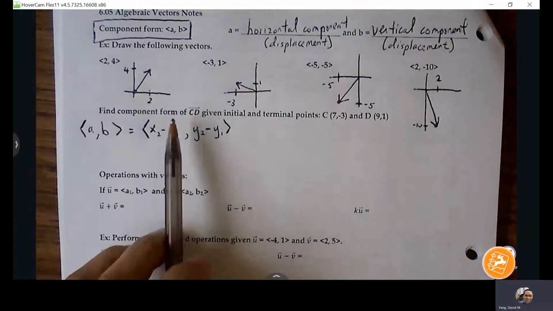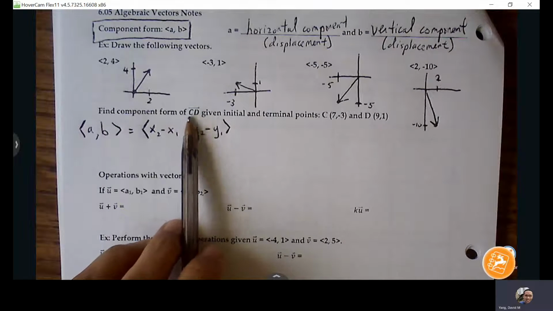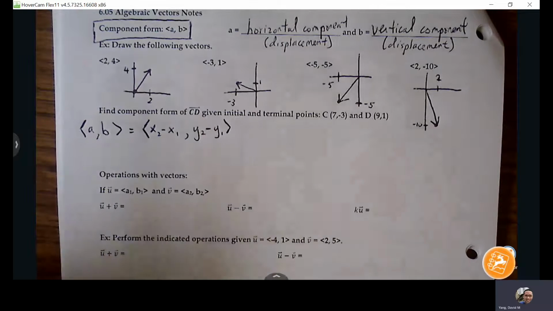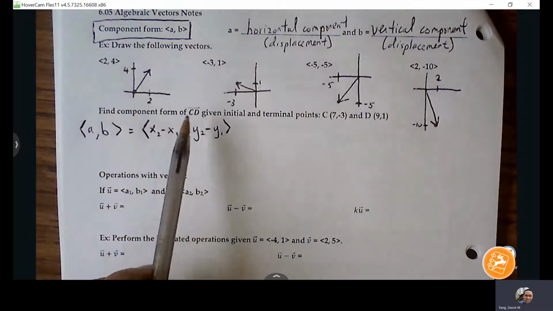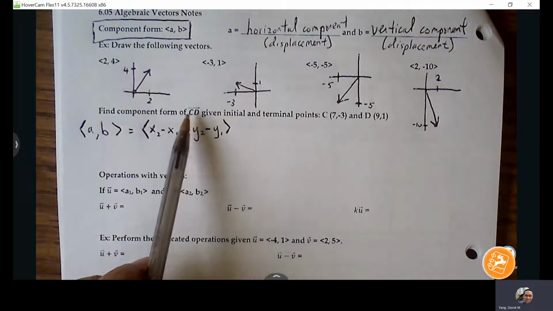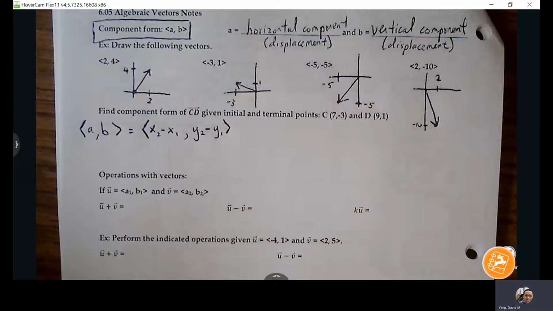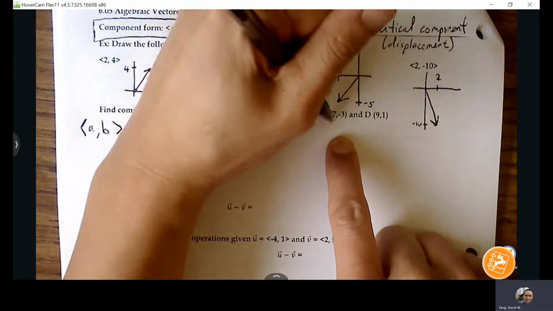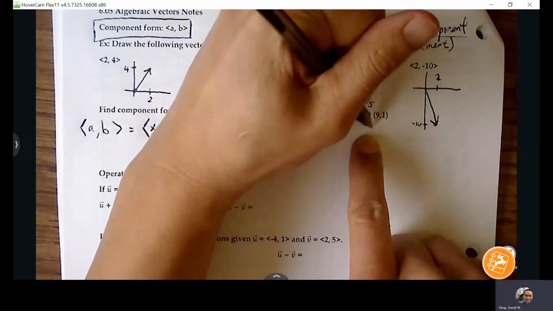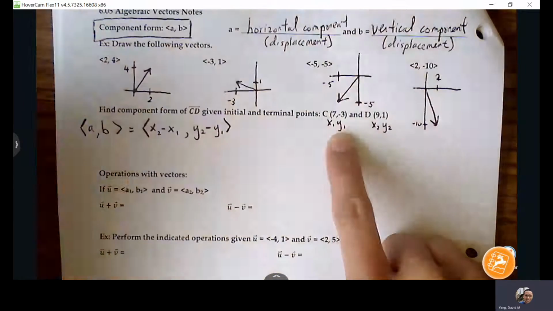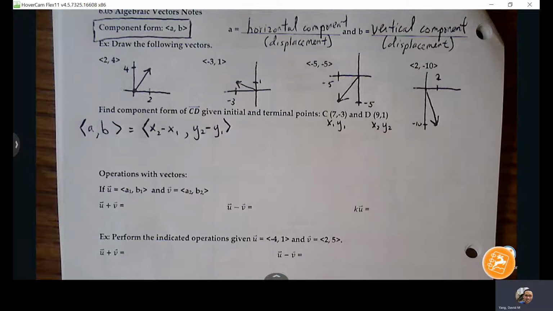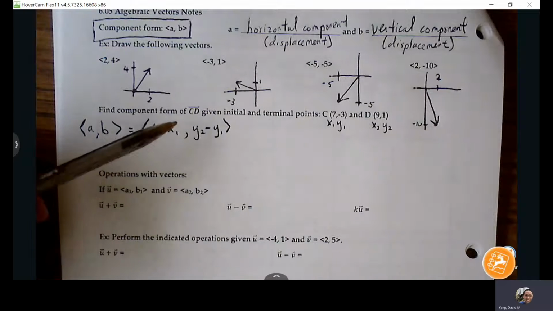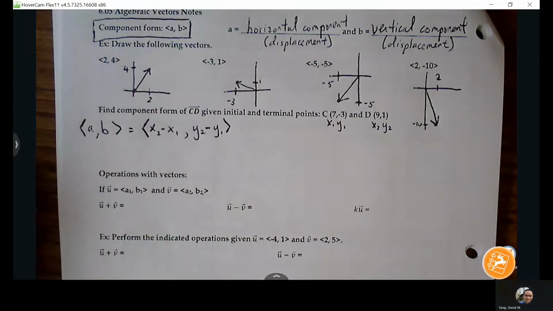Now, direction is important because it tells us that if we're starting at C and we're ending at D, that means C is going to be your x1, y1, and D is going to be your x2, y2. So you always want to look at where the arrow is headed. Wherever the arrow is headed indicates where you're starting and where you're ending. So in this case, we're going from C to D. C is your x1, y1, and D is your x2, y2. We're starting at ordered pair 7, -3, and we're ending at 9, 1. That's important because we need to make sure we create a vector that's pointing in the correct direction, right?